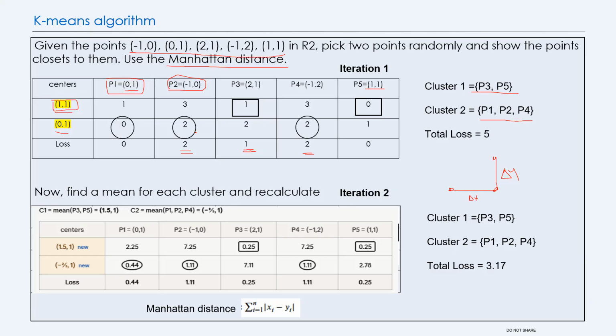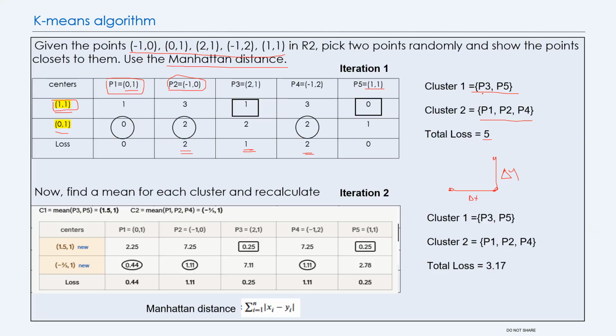We're not going to talk more about those things in a machine learning sense. But think about that. That is the price you paid to approximate. So it's a total loss of 5. Okay. Now what we need to do is we take these two clusters and compute their mean point.